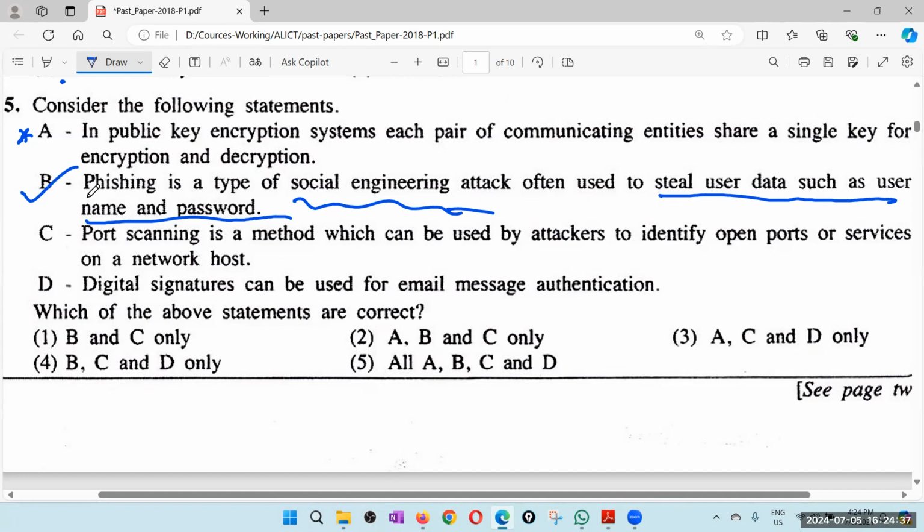Port scanning is a method which can be used by attackers to identify open ports or services on a network. Remember, the port numbers are the running programs' numbers. For example, if there's a web server running, the port number is 80, and so on. For HTTP we have a port, SMTP there's a port, POP there's a port, FTP there's a port.